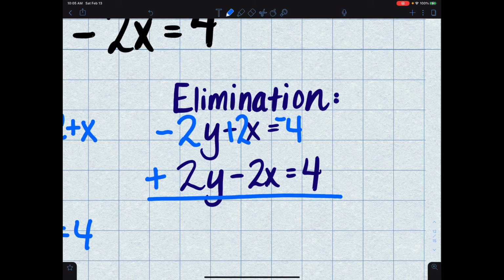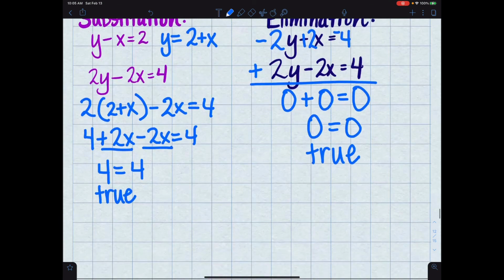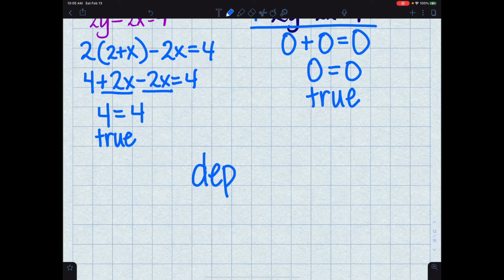Okay, so now when we add, we get negative 2y plus 2y, that's 0. Positive 2x minus 2x, that's also 0. 0 plus 0 equals 0. And so you have 0 equals 0. Is that true? Yes, of course it's true. So that means that we get a true statement and all the variables are gone. That means that anything that you pick for x and y, as long as it satisfies one of the equations, is for sure going to satisfy the other equation. And that means that these are indeed dependent.